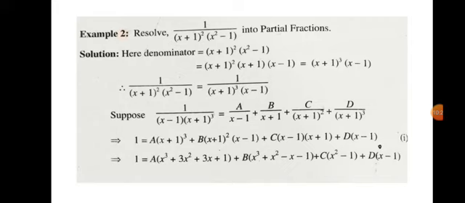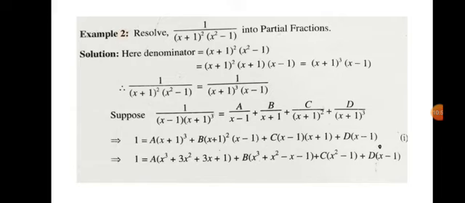Moving on, students, the next example is 1 over x plus 1 whole square into x square minus 1. Students, it's the second example on page 184, and we are going to solve it by the same method as we have used in the previous question.